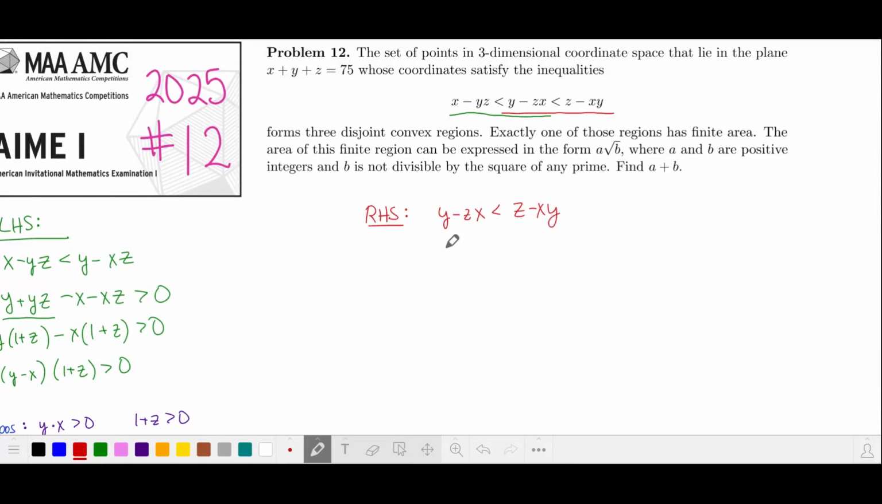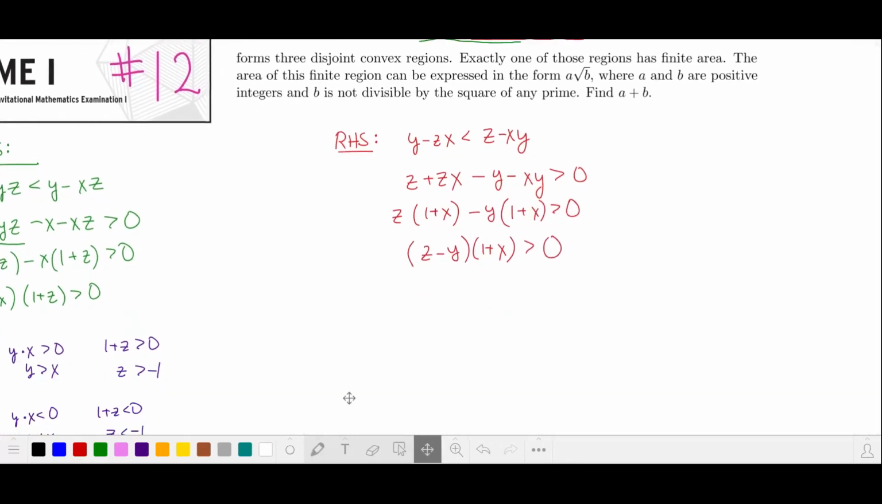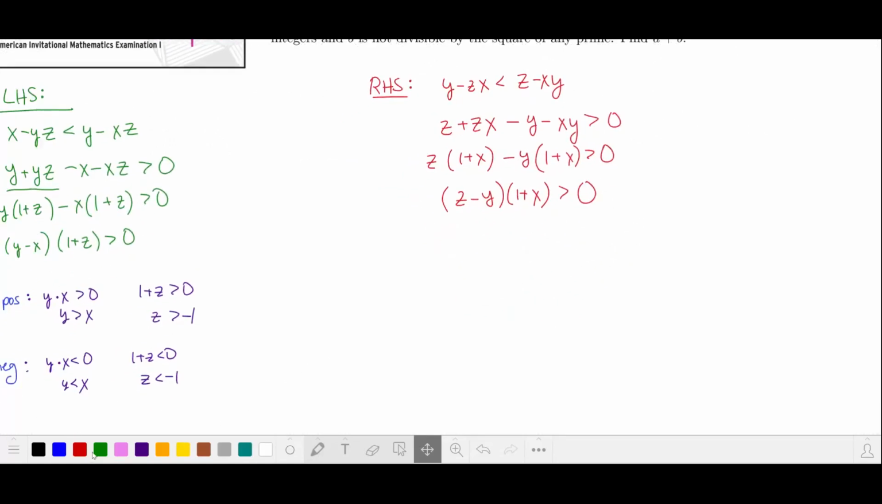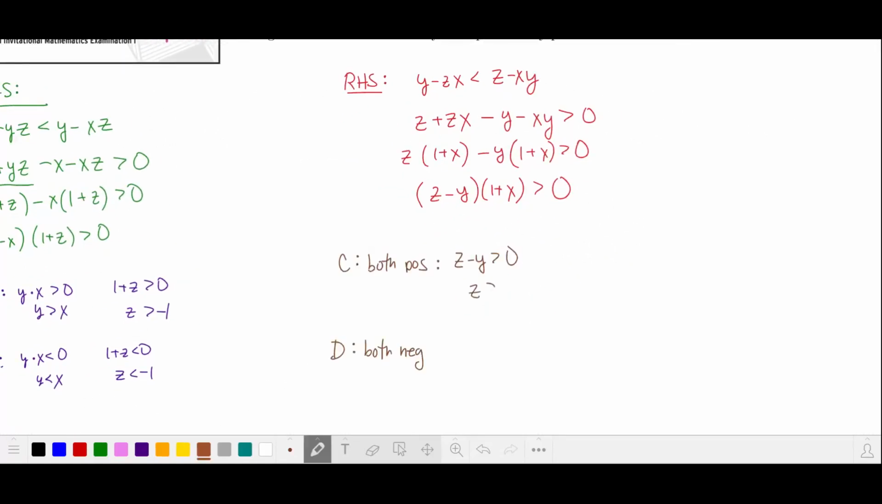We'll gather all the terms on the right-hand side, so it's greater than 0. Factor out the z from the first two terms, and minus y, and finally factor out 1 plus x. And again, we have the product of two numbers is positive, so they're either both positive or both negative. So here we have z is greater than y, and x is greater than -1, or they're both negative, so z is less than y, and x is less than -1.